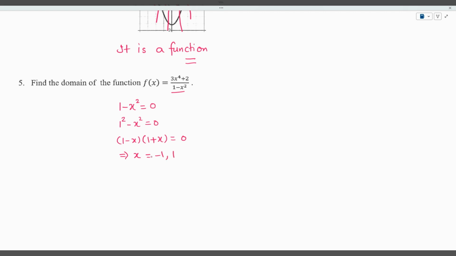So the domain of this function will be the set of all real numbers except -1 and 1, right? Because if you put -1 or 1 here, it makes the denominator 0, and in that case the function is not defined. So what will be the domain here? All the real numbers except -1 and 1.